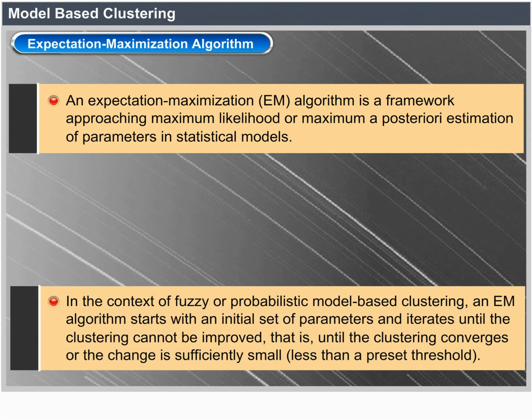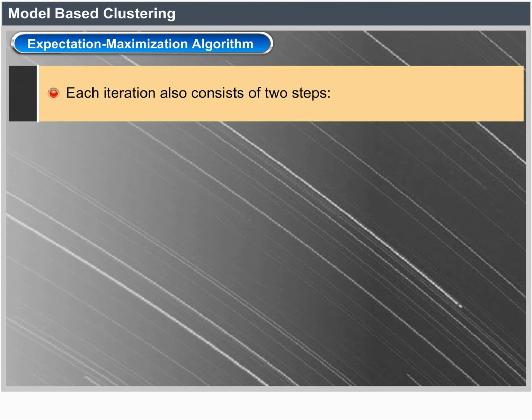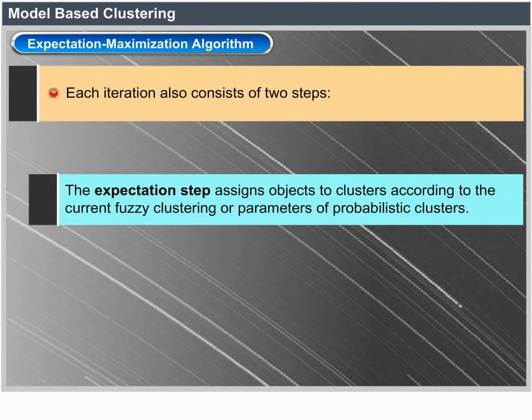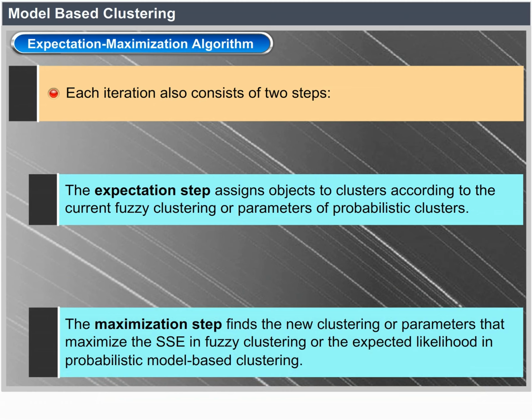Each iteration also consists of two steps. The expectation step assigns objects to clusters according to the current fuzzy clustering or parameters of probabilistic clusters. The maximization step finds the new clustering or parameters that maximize the SSE in fuzzy clustering or the expected likelihood in probabilistic model-based clustering.